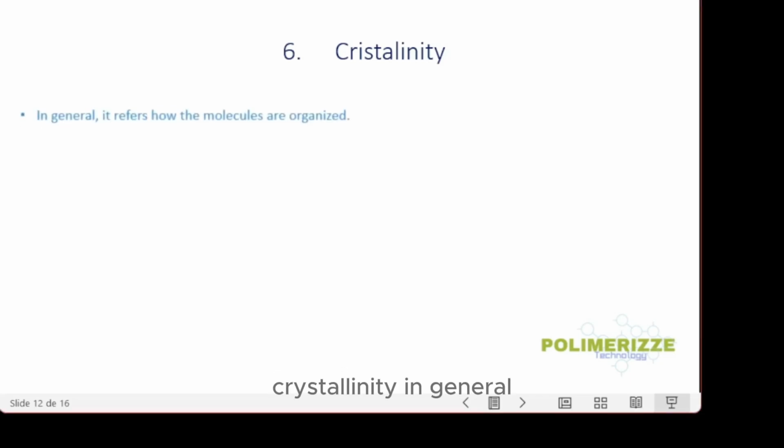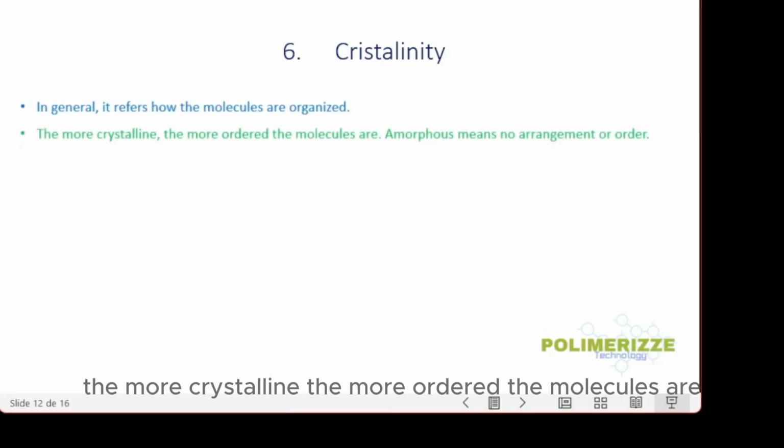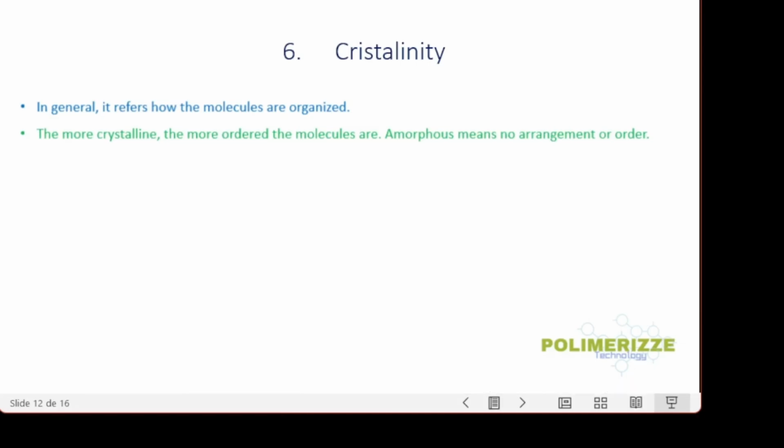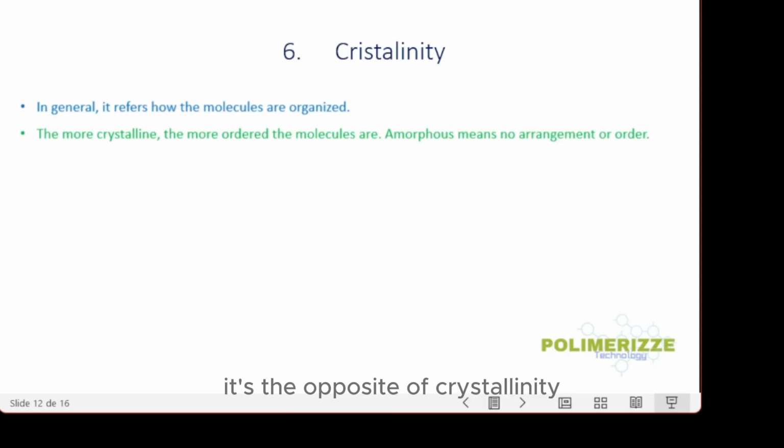Crystallinity, in general, refers to how the molecules are organized. The more crystalline, the more ordered the molecules are. The term amorphous means no arrangement or order of the molecules. It's the opposite of crystallinity.